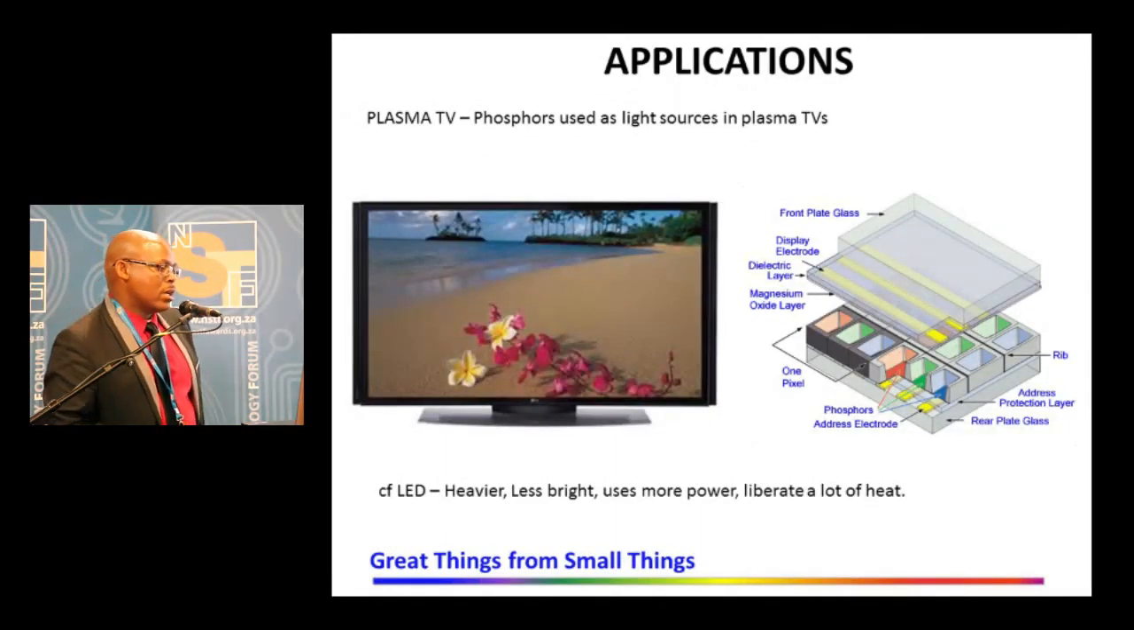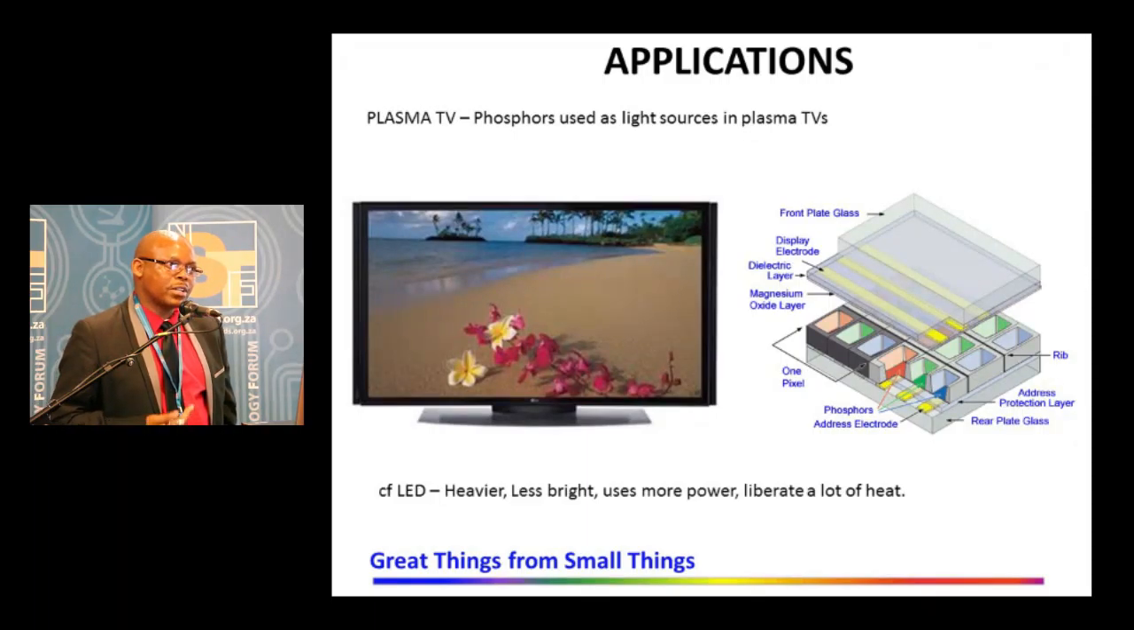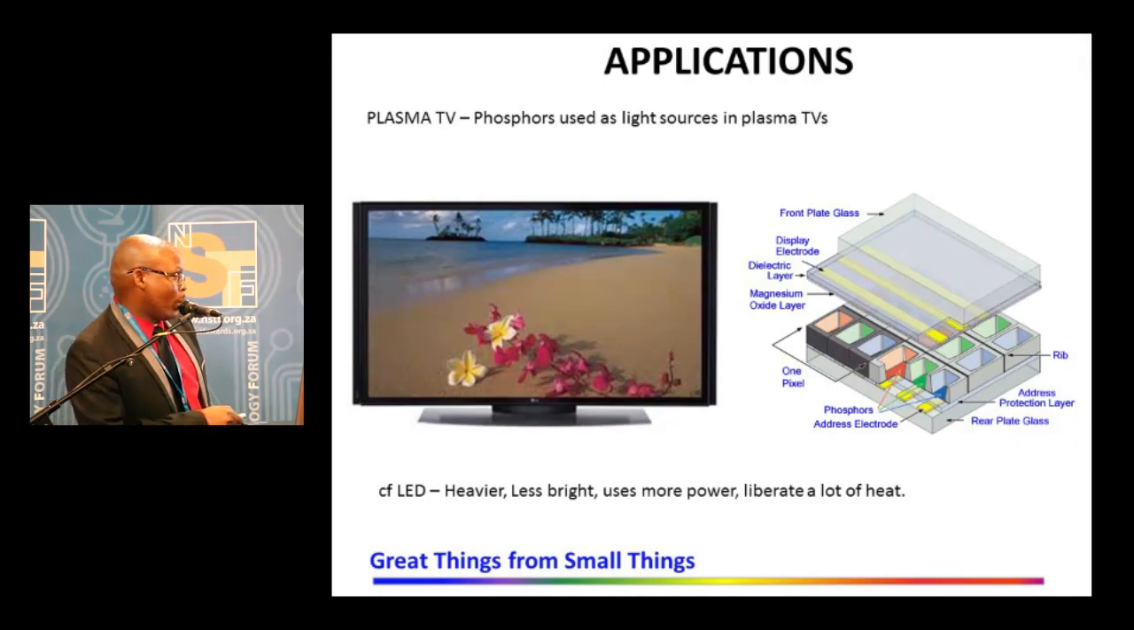We also know about the plasma. Remember, not every flat television screen is a plasma. There's a difference. The plasma made its way to the market in the early 90s, but I think today we are also in the process of phasing it out. We have phosphors in the plasma screen. But the disadvantages compared to LEDs, and I'm going to talk about LEDs in this one, is that it's heavier, it's less bright, it uses more power, and the biggest drawback is that it liberates a lot of heat. For those of us who have plasma screens at home, when you pass in front of a plasma screen in operation, there's a lot of heat that is liberated.